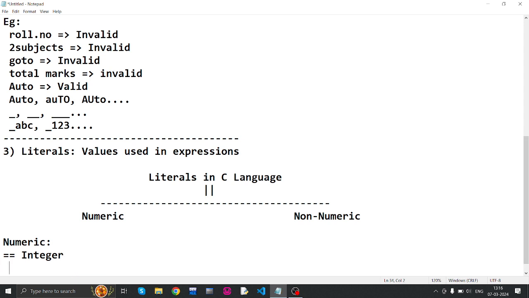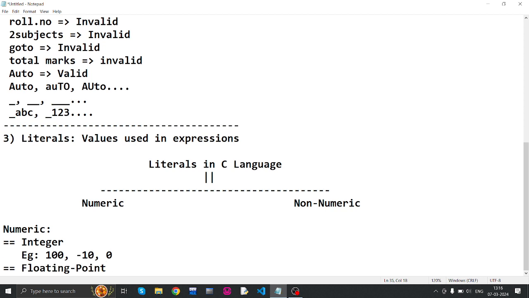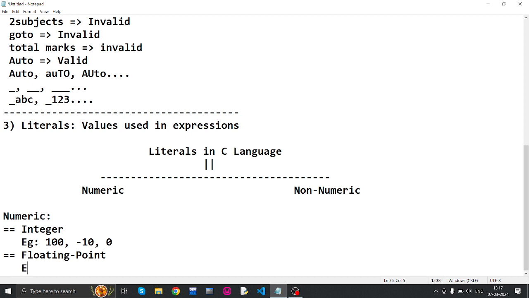So integer literals, any integer value, whether it is positive or negative or 0, it's an integer literal. Any floating point value, whether it is a positive or negative or 0, is a floating point literal. Numeric literals, non-numeric literals.